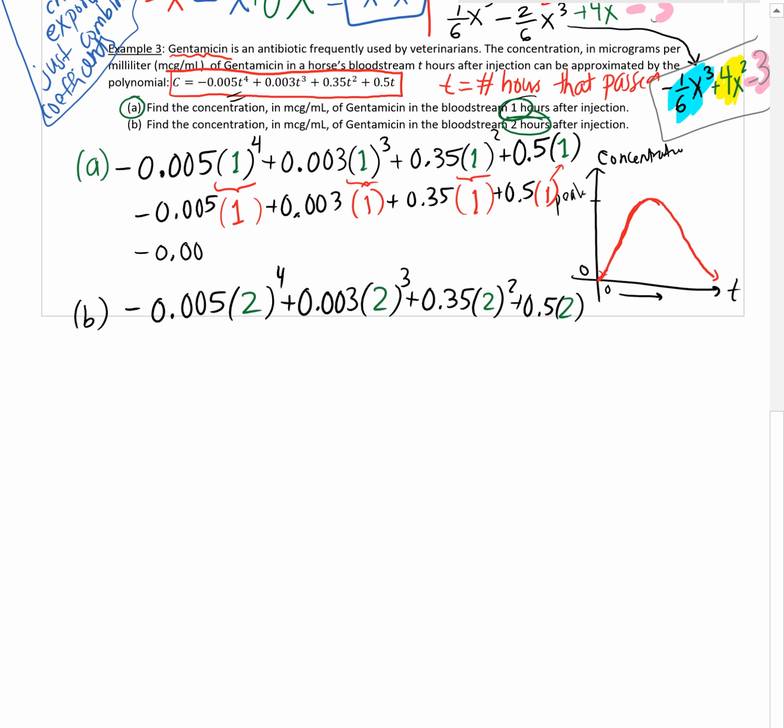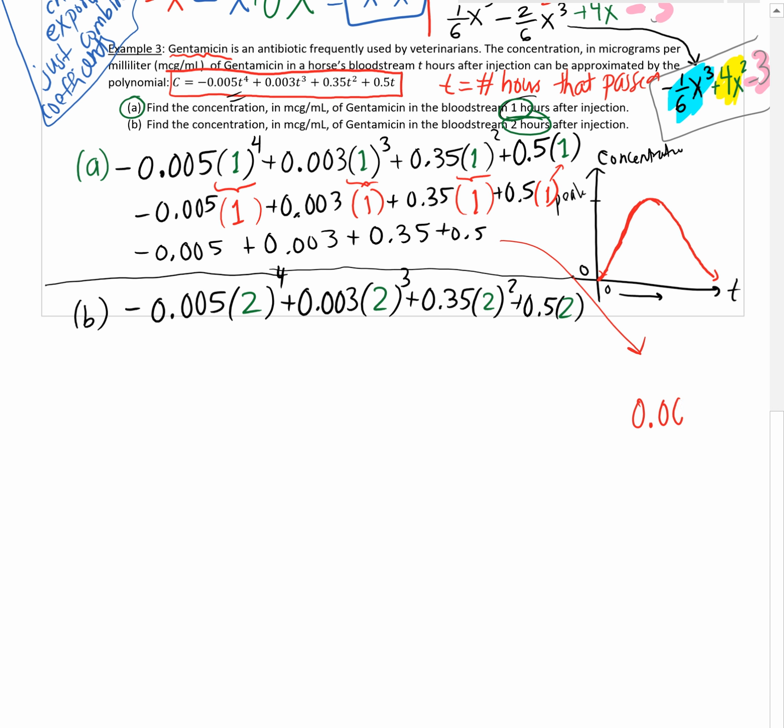Negative 0.005, 0.003 added, 0.35, and then 0.5. I'm kind of worried that I won't line up the decimals correctly if I do that, so I might think about that over here on the side. Maybe I'll combine a couple of them at once. The first one is negative 0.005, and you're adding it with 0.003. So really you can think of that as 0.003, the positive one, subtracting the 0.005. If I subtract those, that's negative 0.002.